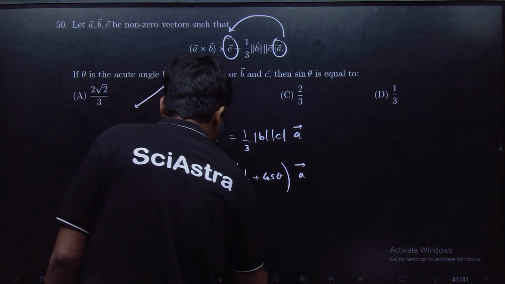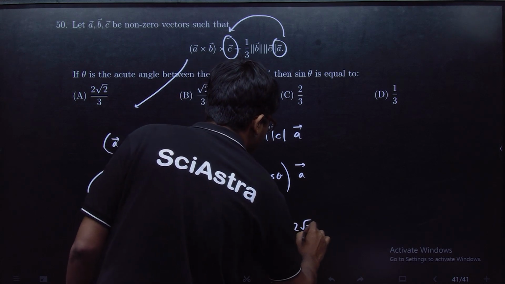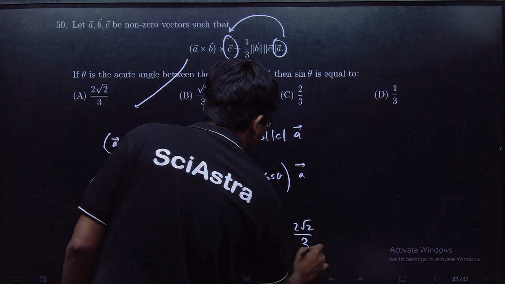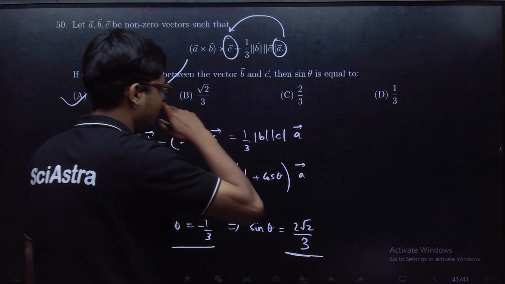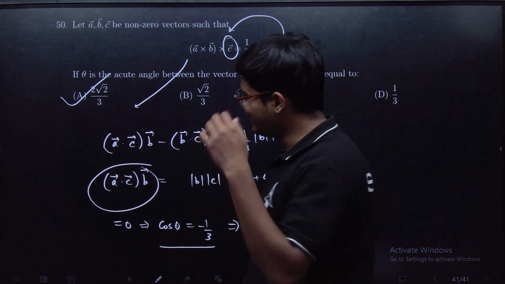And if this is true, then what is the value of sin theta? Sin theta just turns out to be root over 8 by 9, so that's 2 root 2 by 3, okay? Which is option A for us, right? So these are the 50 most important questions for IIT 2025 in maths.